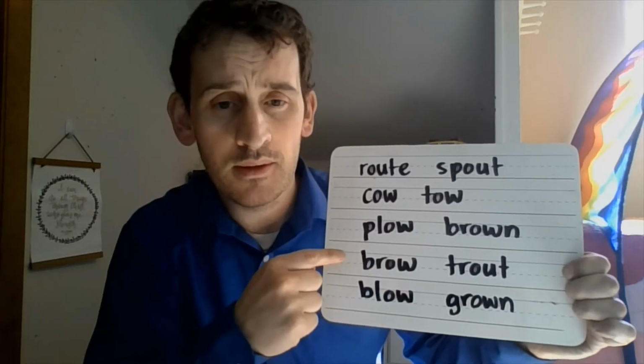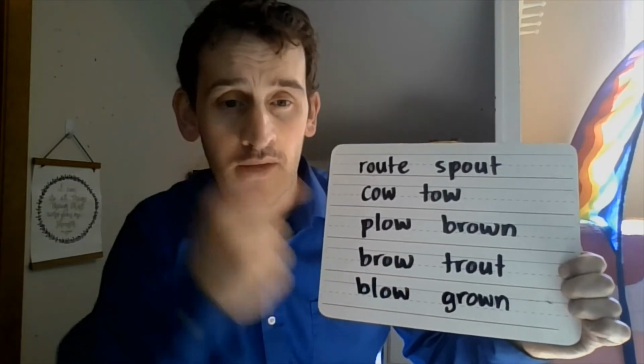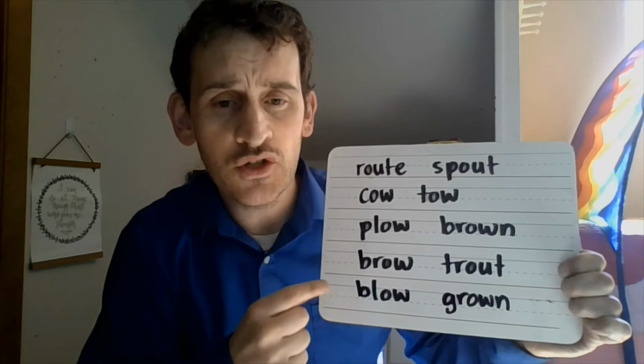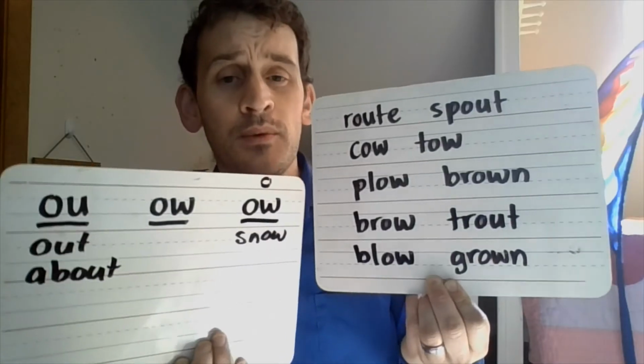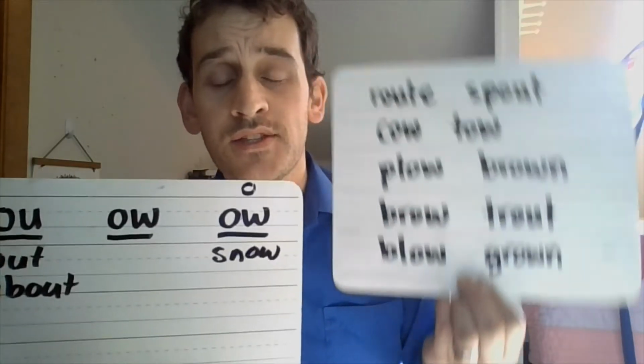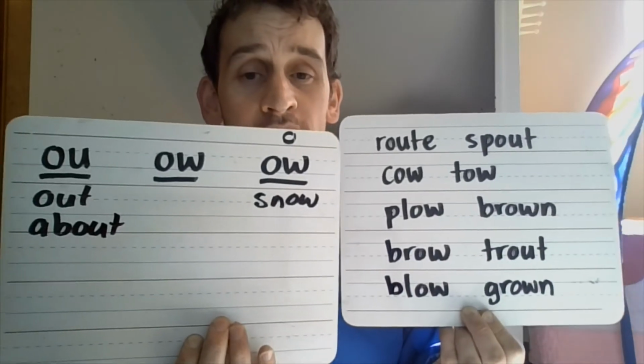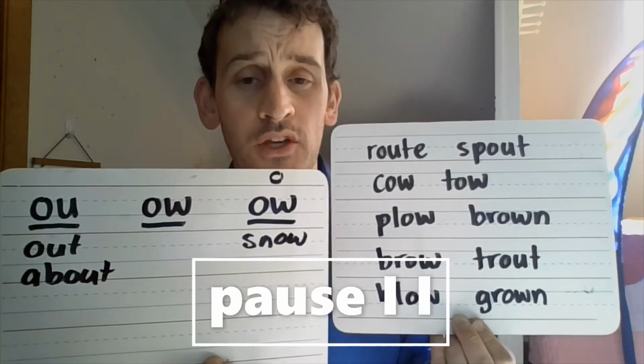Brown. Brow, like your eyebrow. Trout is a type of fish. Blow and groan. So what I want you to do is take this list and put it into this list and see where you think they should go. Pause the video and try that now.